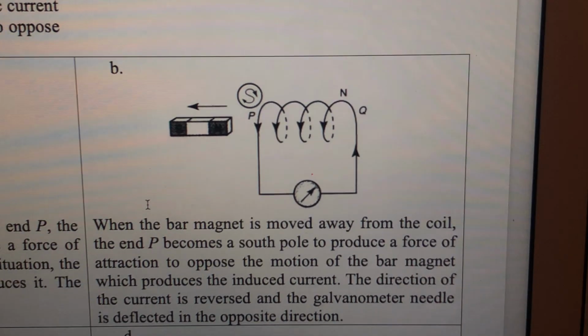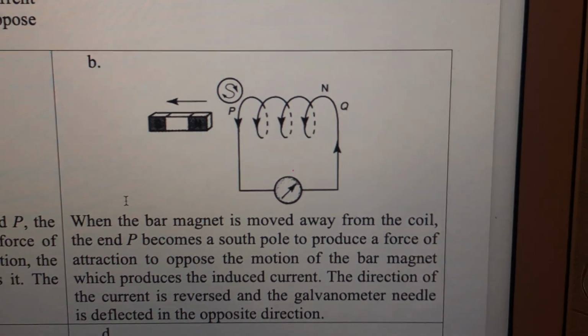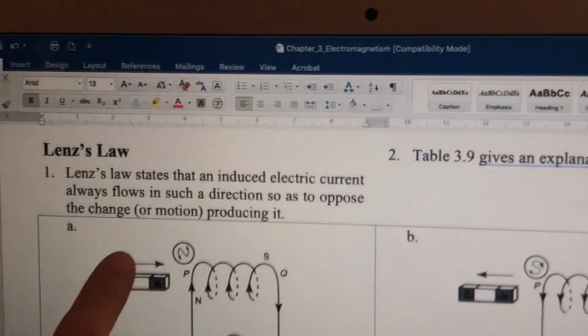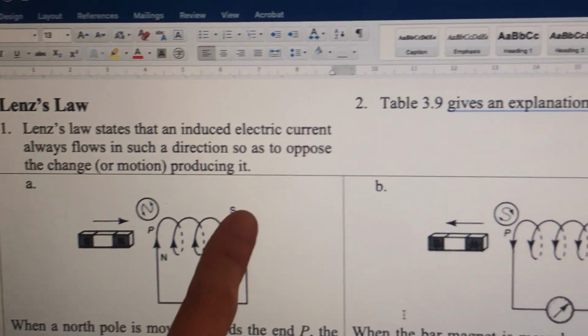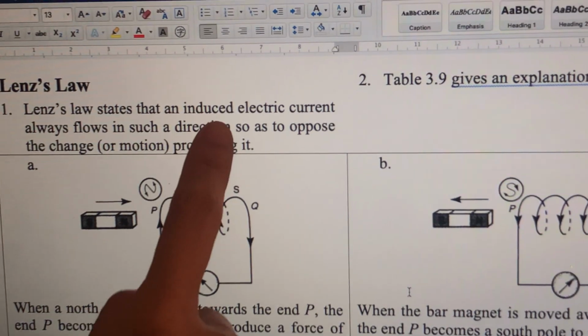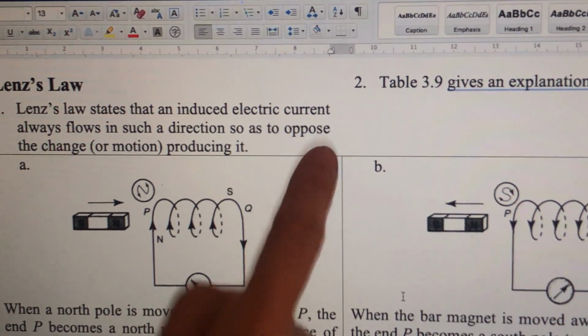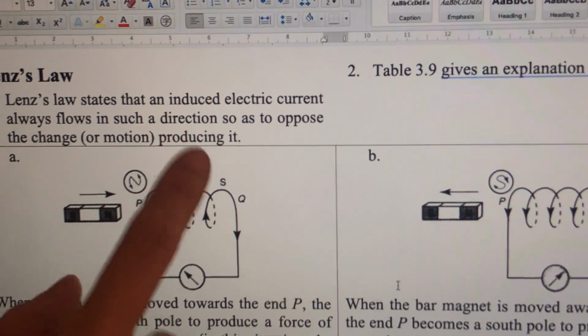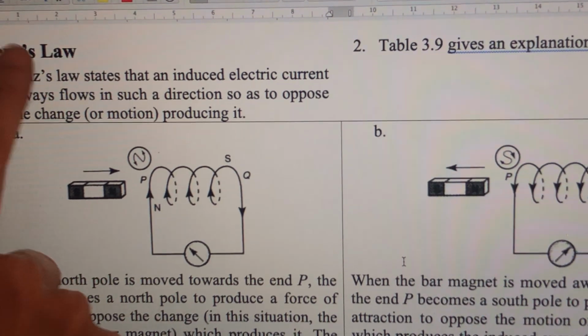So what is Lenz's law? Lenz's law says that the current that is produced will flow in such a way that it opposes, it goes against the change that is producing it. Okay, so Lenz's law, I will test.